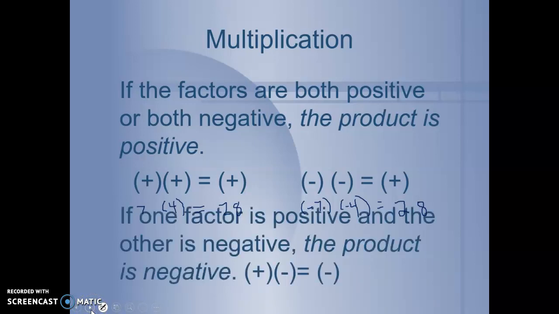But if one factor is positive and the other is negative, so if the signs are different, then the product is going to remain negative. So positive 7 times negative 4, we've got two different signs here. So our answer is a negative 28. Let me make that clearer.